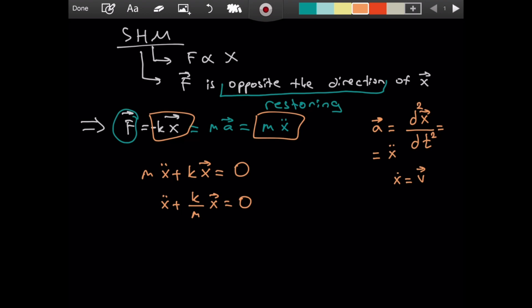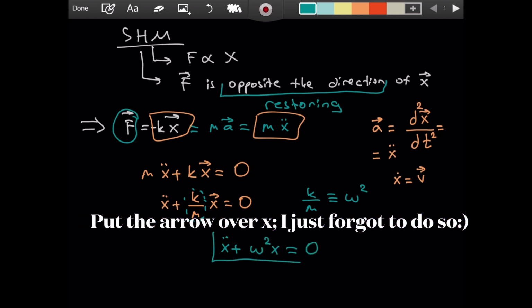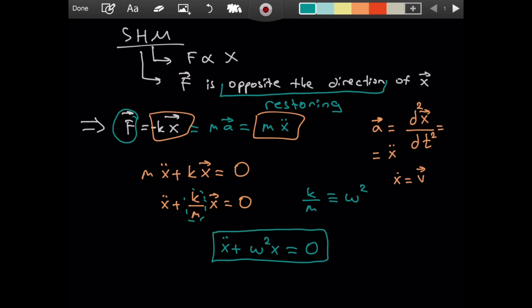Here you could again stop, but no, they didn't stop. Scientists chose to give this factor k over m a name. It is defined to be omega squared. And this omega is called the angular frequency of the simple harmonic oscillation. Alright, so when we plug this in, we then get the final equation. It is x double dot plus omega squared x is equal to 0. And this, my friends, is what describes a simple harmonic motion. Whenever you encounter this formula while analyzing a situation, then you know that you're dealing with a simple harmonic motion.